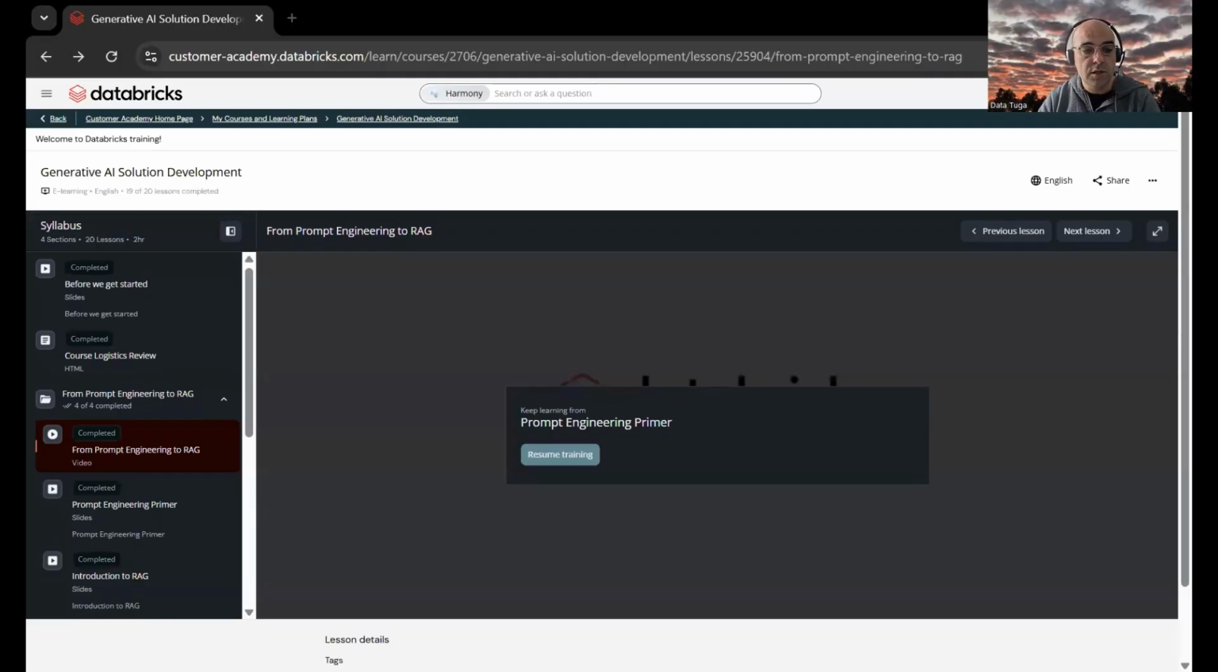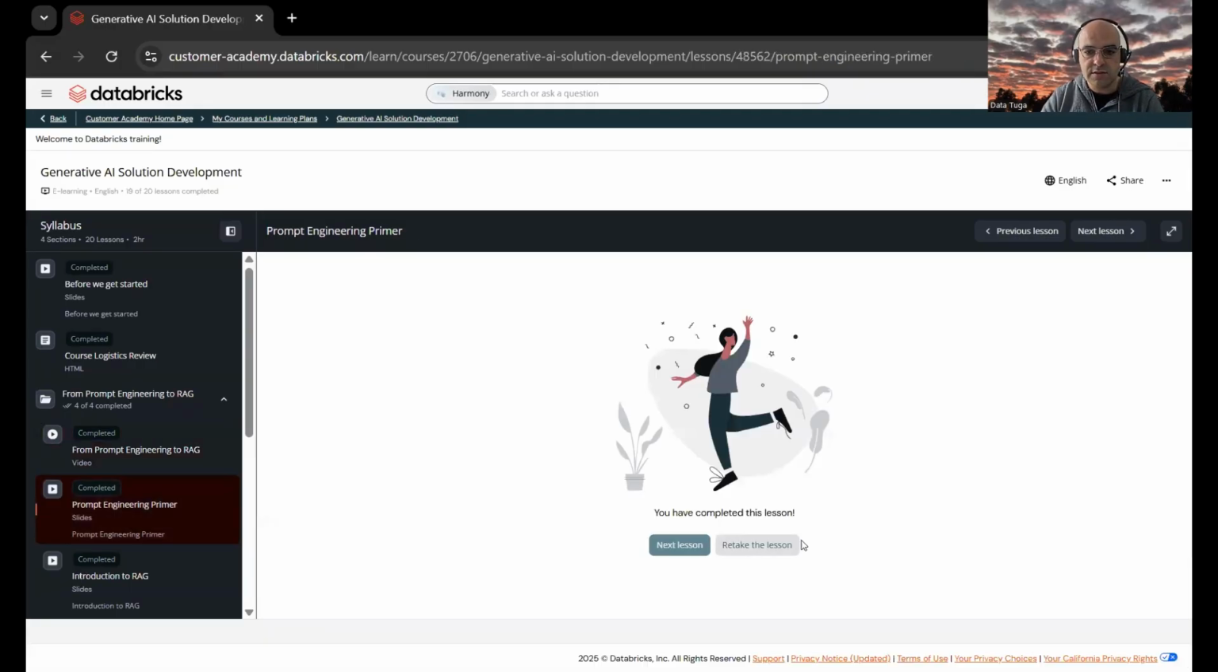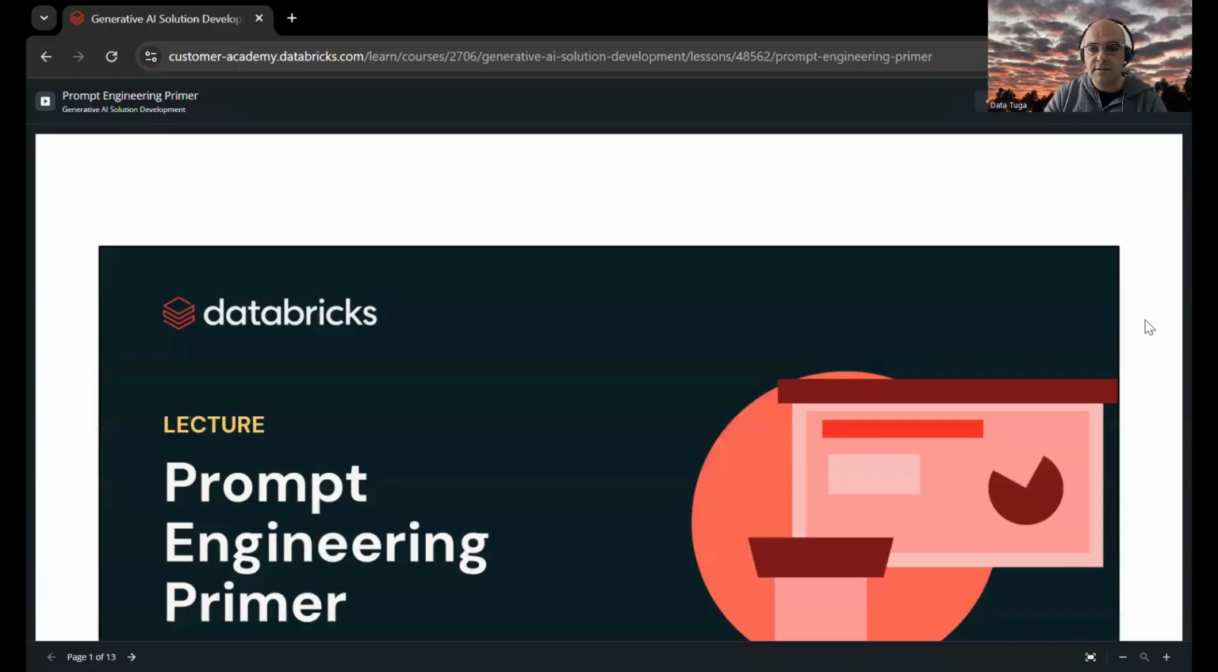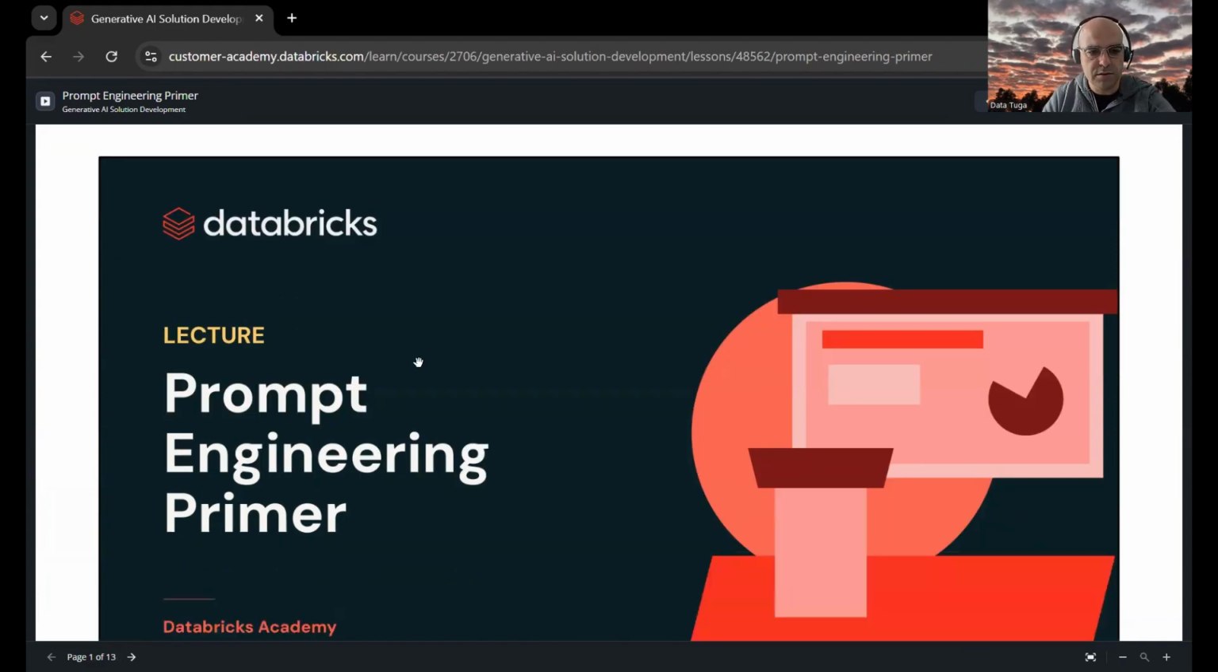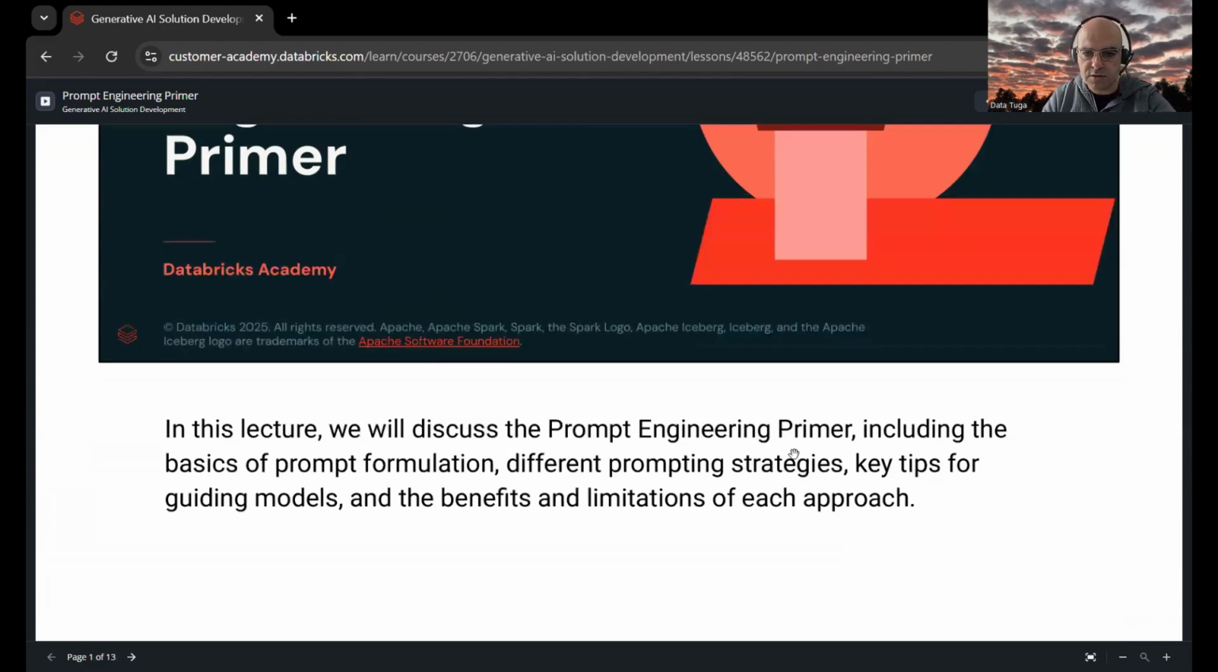In this case, I'm doing the course Generative AI Solution Development, and what I have here are several slides. Let's see if I can understand this. I'm going to start with the prompt engineering primer. They say here that we discussed the prompt engineering primer, including basics, prompt formulations, different prompt types, guiding models, and benefits and limitations of each approach.